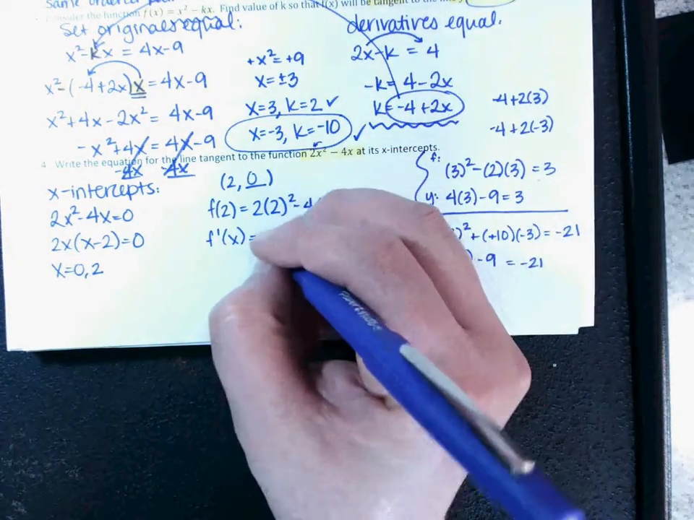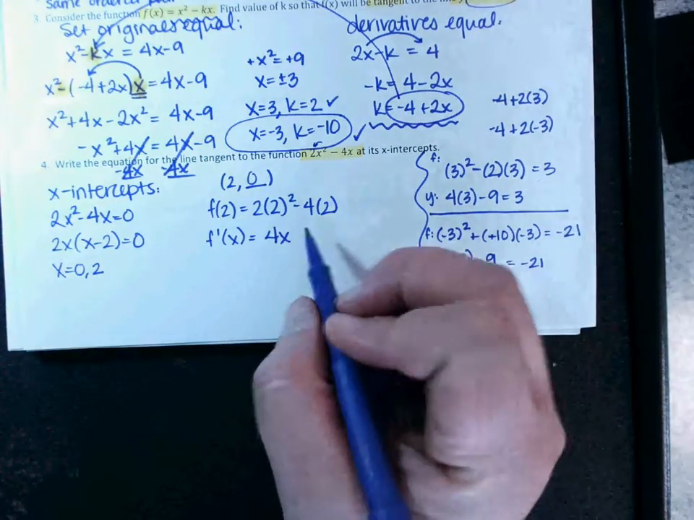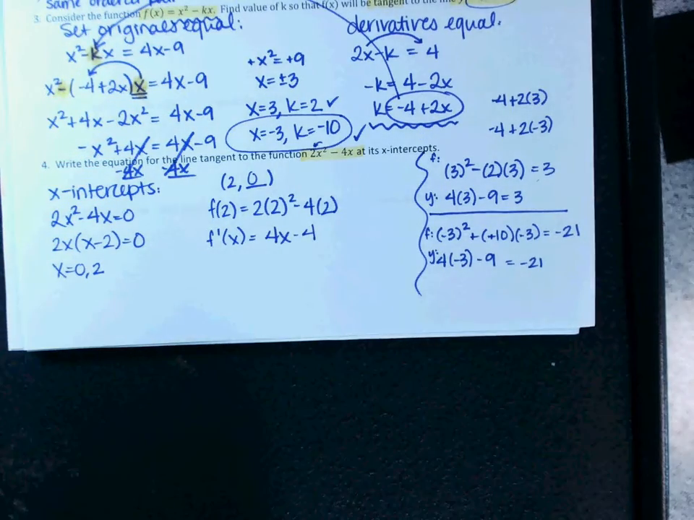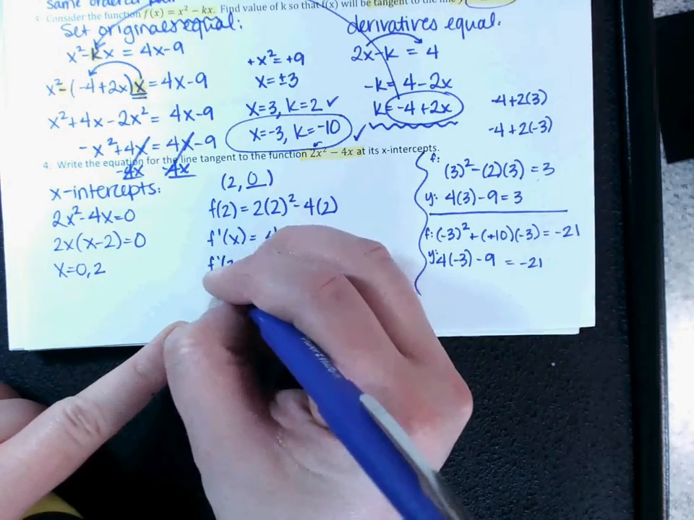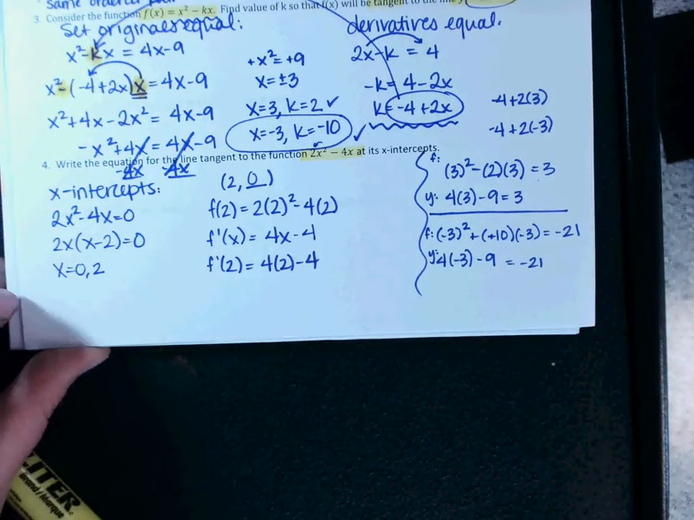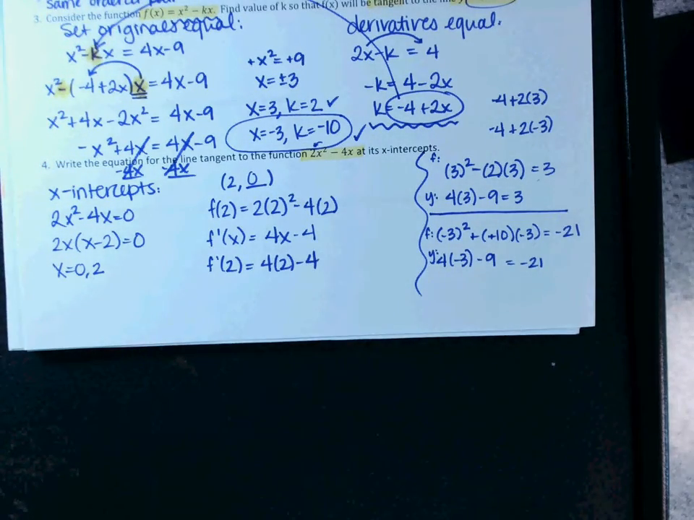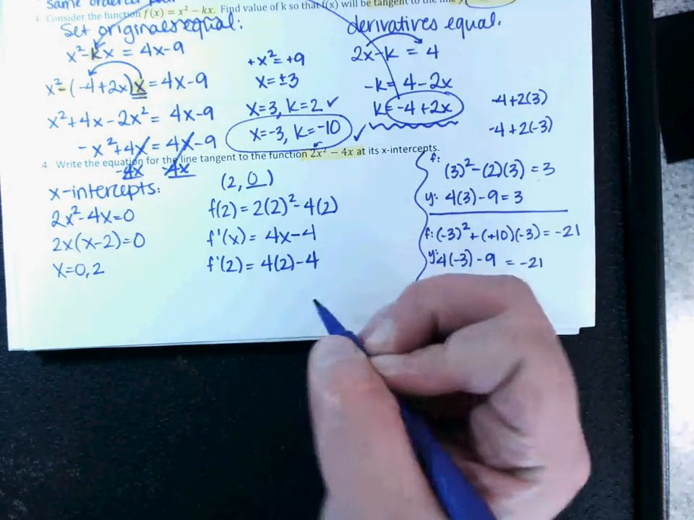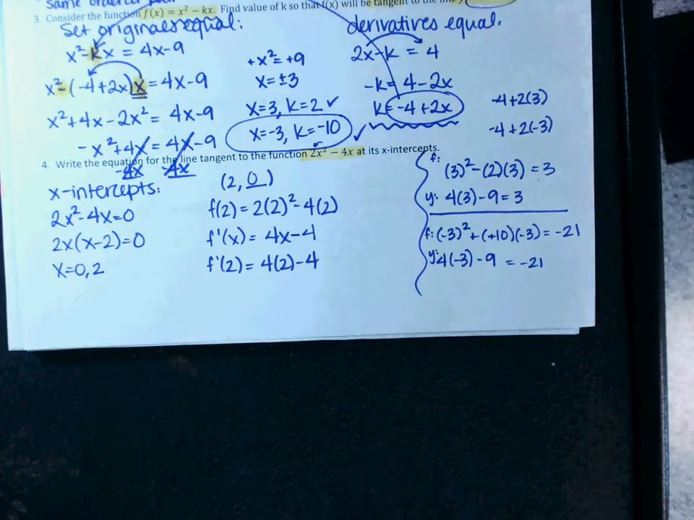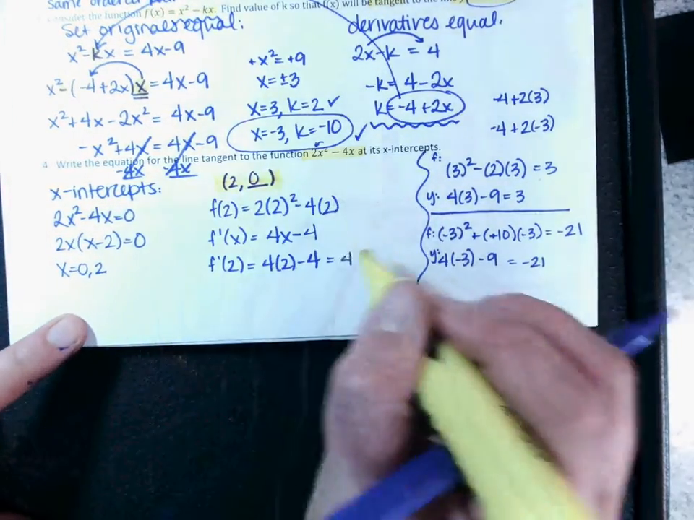2 times 2x is 4x, and then minus 4x derivative is minus 4. And then remember, that's the slope at any point. We want the slope at our point, so we're going to plug in 2. It is minus 4 right there. Then 8 minus 4 gives us 4 for the slope. So then we have our point, we have our slope, we can write our equation.